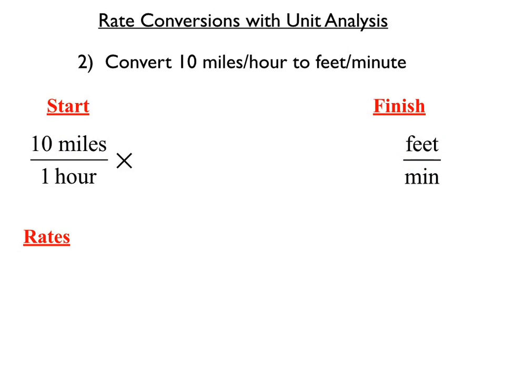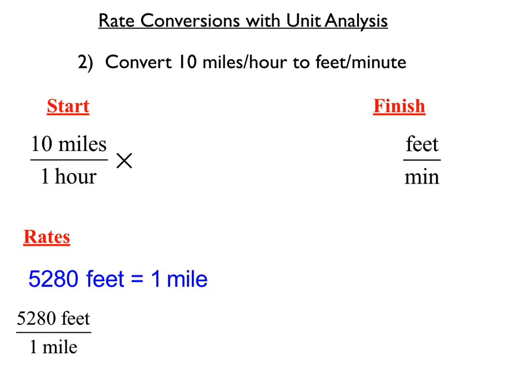So that means, let me take my writing off of here. We're either going to multiply by 5,280 feet over 1 mile or 1 mile over 5,280 feet. Now remember, we want to finish with feet. So we have to get rid of the miles and end up with feet. Quickly turn to your shoulder partner and discuss which one you're going to multiply by. You've got about 10 seconds.